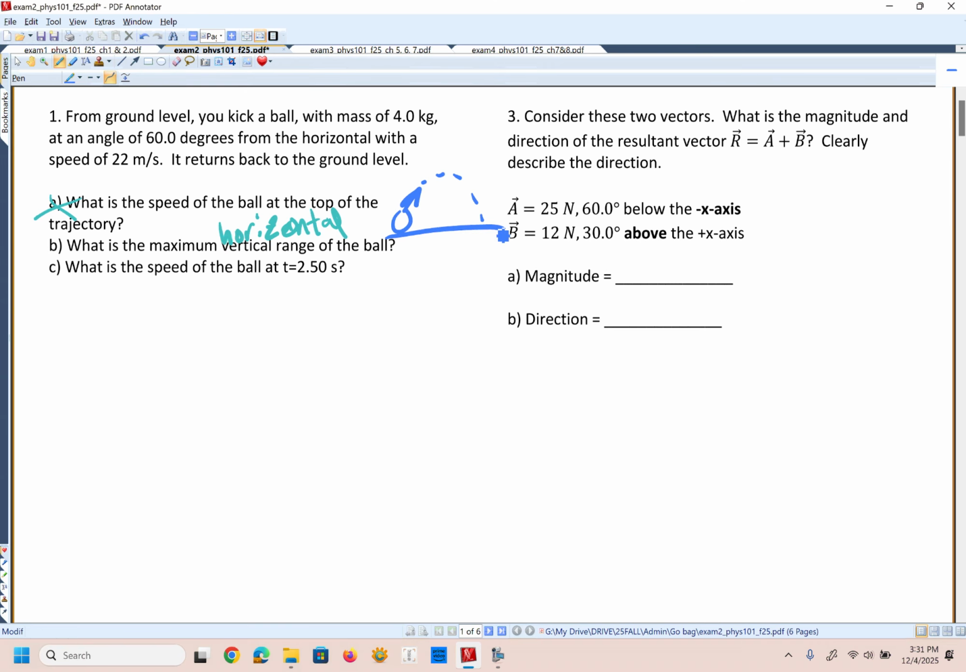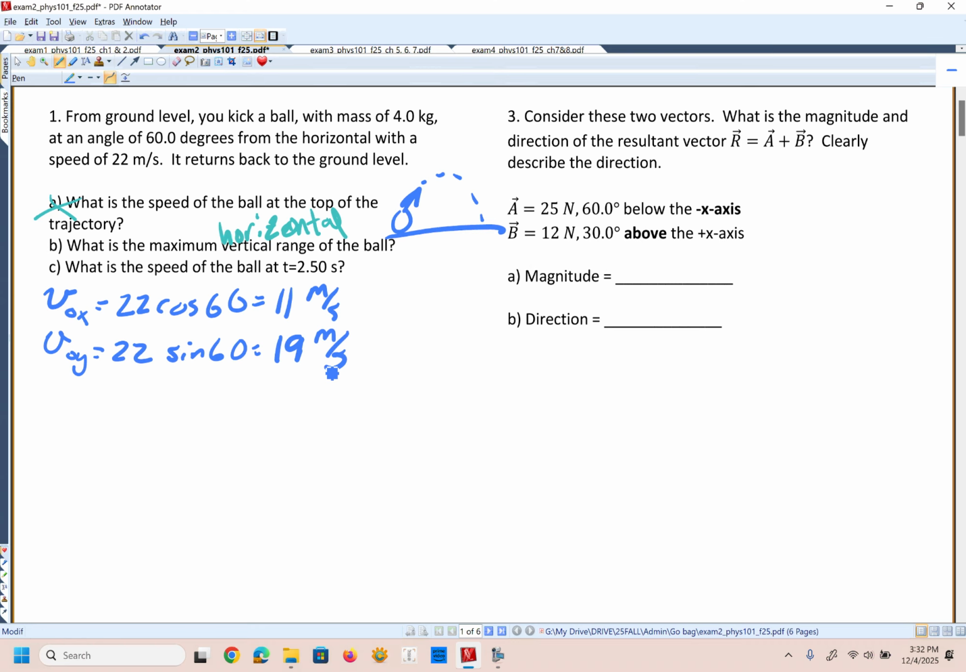I always like to just first find the V0x and V0y. I usually do that first. It's just 22 cosine 60, and that's equal to 11. And then V0y is 22 sine of 60. That's equal to 19. And then you can use those as you move through.